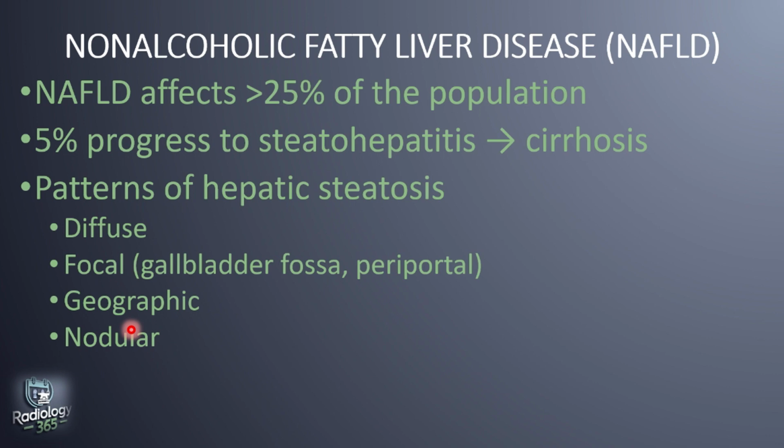Hepatic steatosis, or fatty liver, is a spectrum that ranges from simple fat accumulation to steatohepatitis, which includes inflammation, and this may even progress to cirrhosis. Over 25% of the population is affected, with about 5% having steatohepatitis. Steatosis can appear in different patterns. You can have it diffuse, focal, geographic, or even nodular. Focal steatosis often occurs in the gallbladder fossa, periportal regions, and along the falciform ligament.